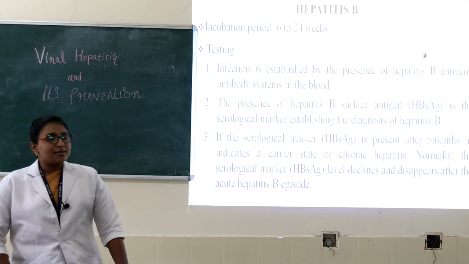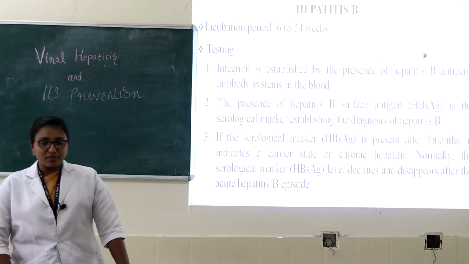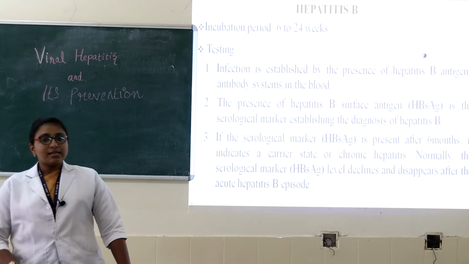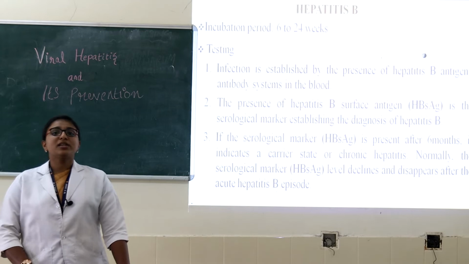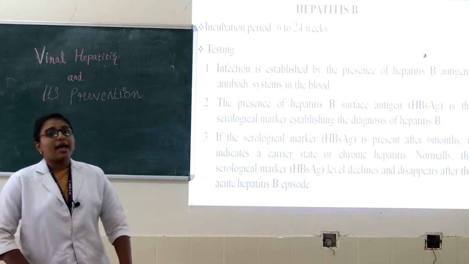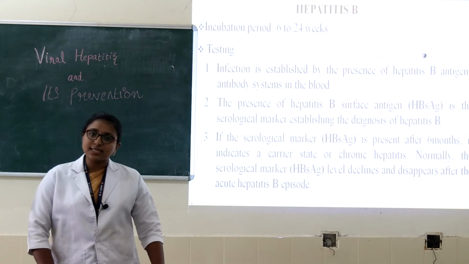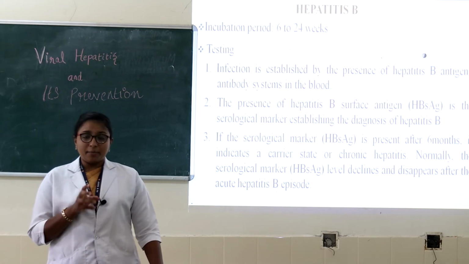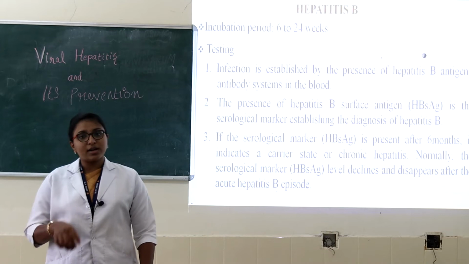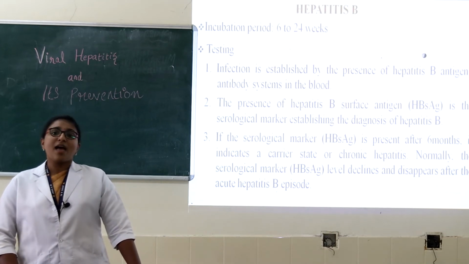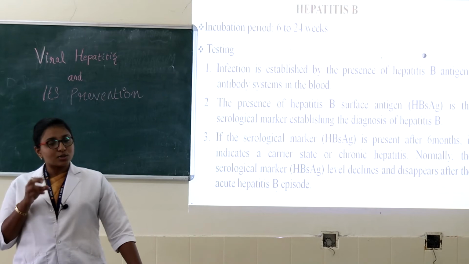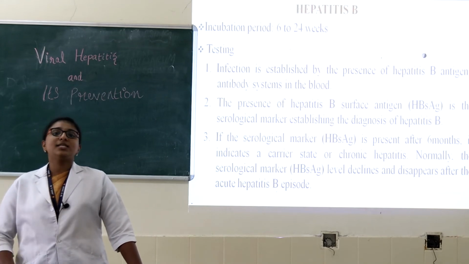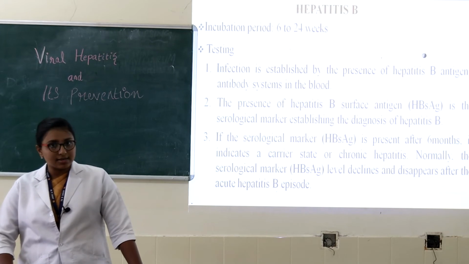Next, the incubation period. Incubation period is 6 to 24 weeks. Hepatitis A, we said that it is from 2 to 6 weeks. For hepatitis B, the incubation period is from 6 to 24 weeks. And the diagnostic modes are serological screening. Hepatitis B surface antigen, HBsAg, we are detecting in the blood, which indicates the presence of active infection, and if we check this HBsAg after 6 months and it is still present in the individual, it indicates chronic state or that the patient is in carrier state.